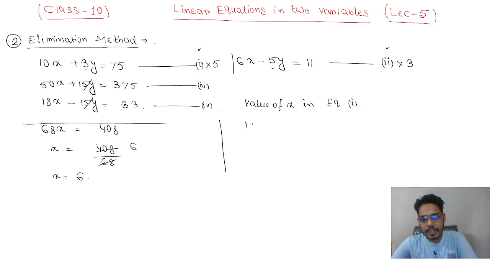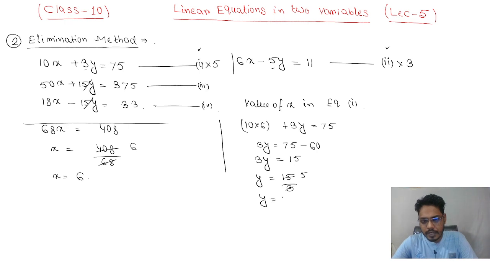Putting x equal to 6 in equation number 1, it will be 10 into 6 plus 3y is equal to 75. Now 3y will be equal to 75 minus 60, that means 15. 3y is 15, so y is equal to 15 divided by 3, that will be 5. So y is 5. Now we get the value of x is 6 and the value of y is 5.